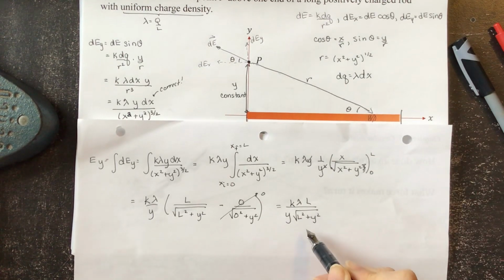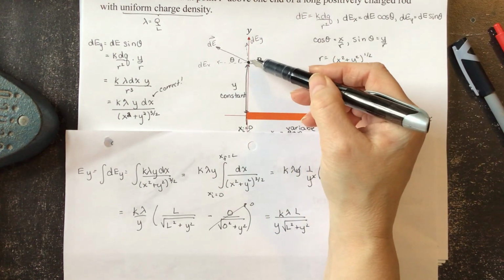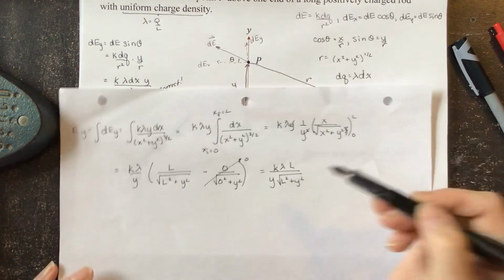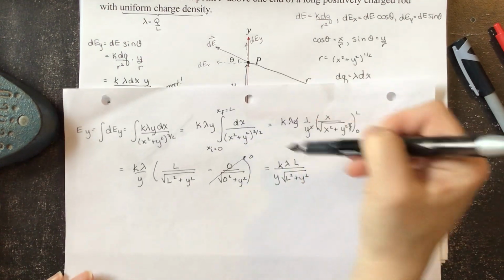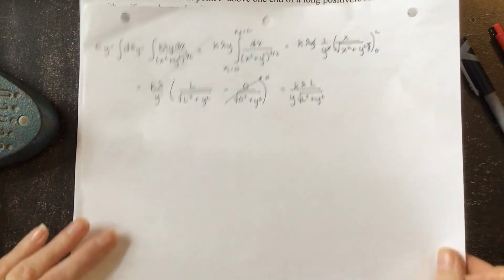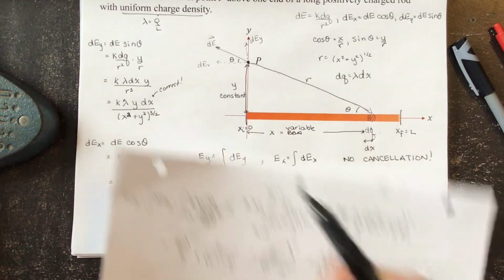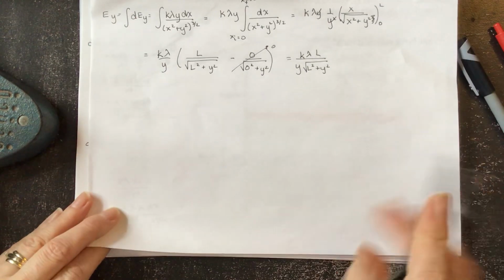We totally want to be thinking about the sign. All of our dEy's point up. It means that overall our net electric field points up. So this is positive, and we know it's going to be positive, so we're happy with the sign there. Let's do our Ex next. Remember, all of our dEx is pointed left, so overall our Ex will point left.